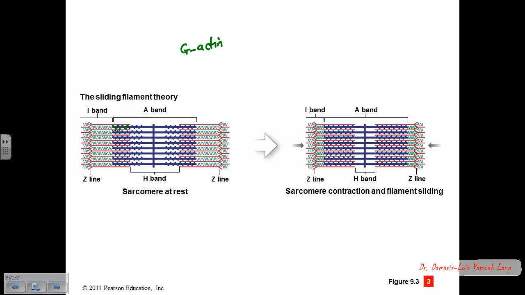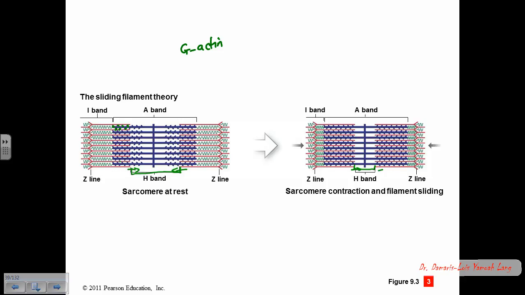So do you see? There's attachment of the heads onto the thin filament. And now it's pulling it towards this side. So do you see now? It's towards this. The H zone is narrower than it was before. Do you all see that? Do you all get this? Right? You see how simple this is?